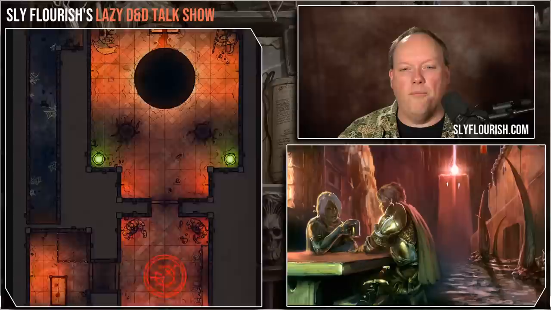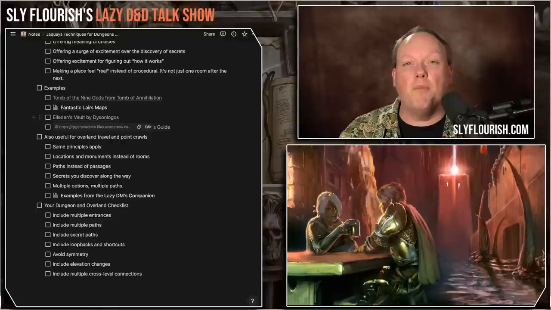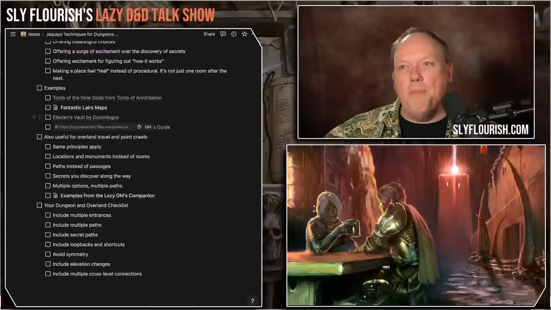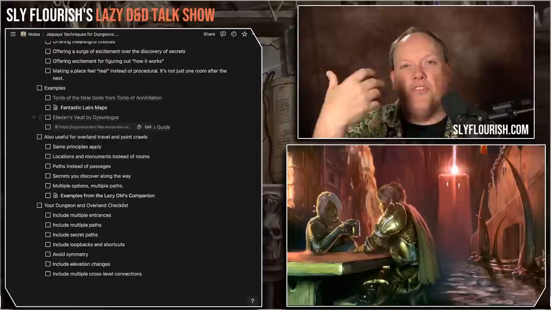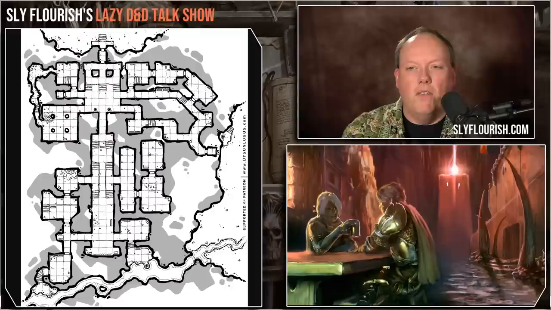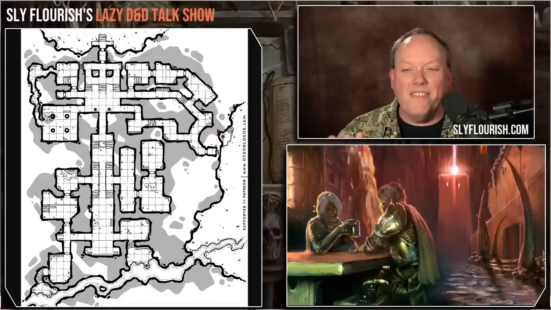When I mentioned before that this gives you the opportunity to go look at other people's maps and decide, does it have these elements in it? It's not to say one map is good and one map is bad if it doesn't, but you can definitely tell linear based dungeons versus more of a Jaquays open style dungeon. Dyson from DysonLogos.com definitely understands how Jaquays style maps work. This map from Dyson Logos is way bigger than the ones we did for Fantastic Lairs. But again, you can see all of these ideas in here.